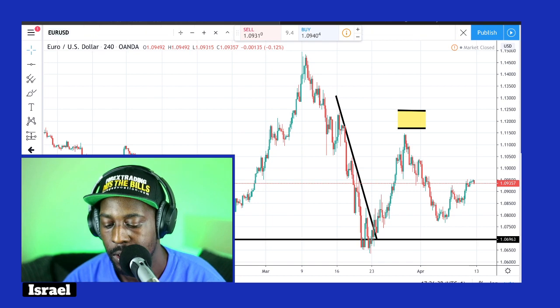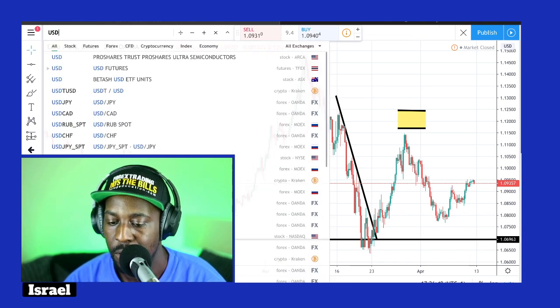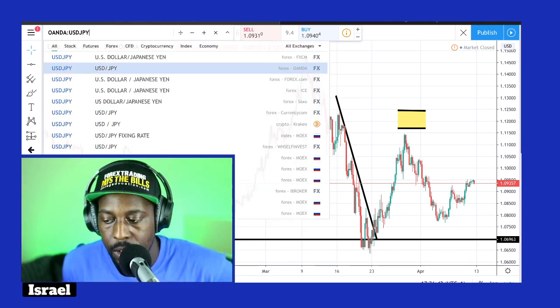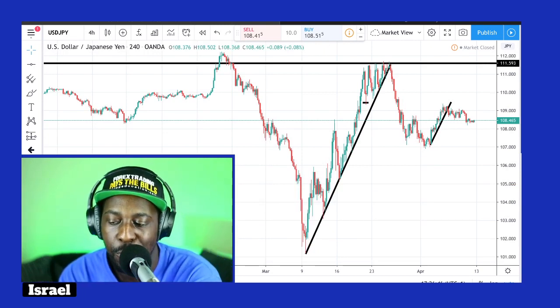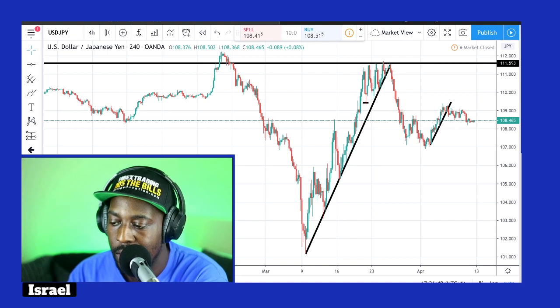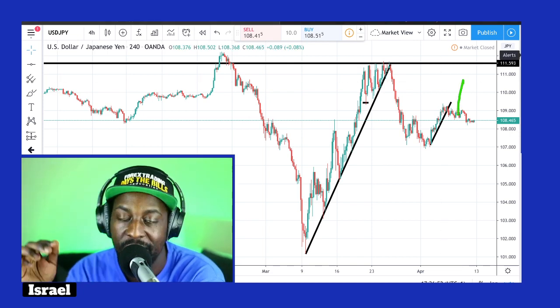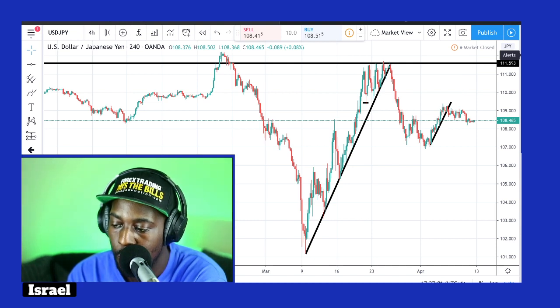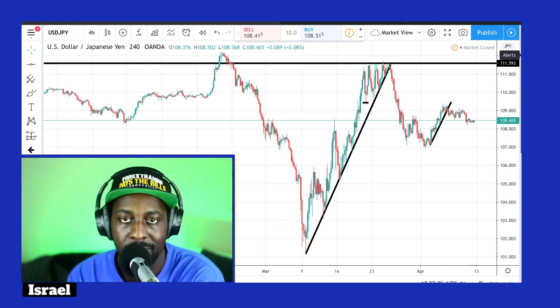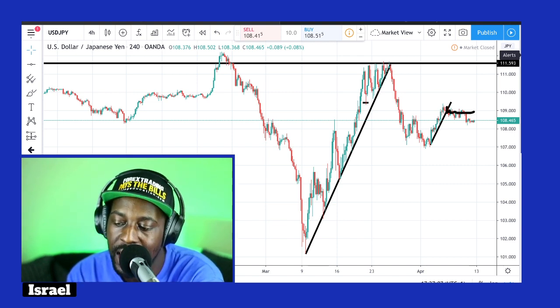Let's look at the USD JPY. This one I talked about last week, and I'm really disappointed in it because I thought the market would come back with a lot of momentum to try and retest this level, and it didn't. If you look at it, it was a lot of just sideways action. It didn't follow through, and gradually just moved down a little bit.